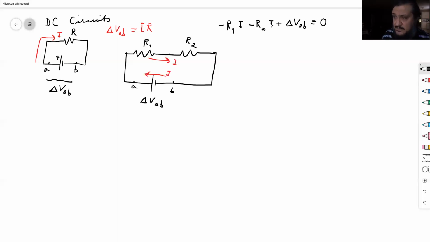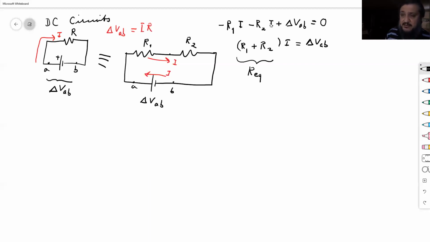Okay, so I could rewrite this as R1 plus R2 times I, and that will be equal to delta VAB, just rearranging the terms. And according to Ohm's law, this should be a resistance. And this is what we're going to call the equivalent resistance. So if I could claim that these two diagrams are equal to each other, I'm taking the two resistors out and replacing them with another resistor, which would give me the same current. That's the idea behind equivalent resistance.